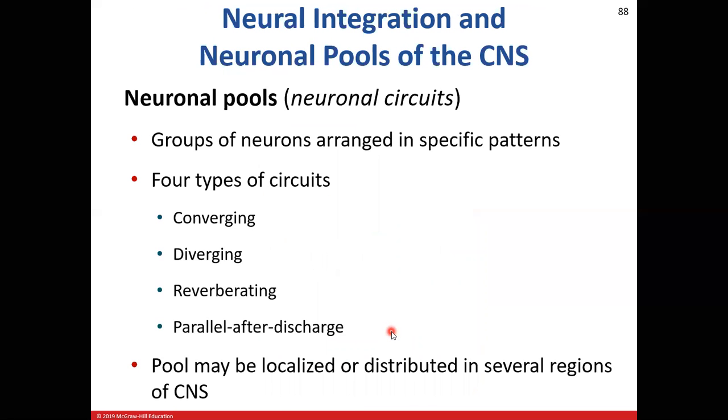So now that we've discussed essentially the entire process of the action potential down a neuron, and how it interacts with synapses, we now look at how groups of neurons start to work together. And these are called neuronal pools. We see these really in the CNS. These neuronal pools are groups of neurons that are arranged in a specific pattern. There are four types of circuits: a converging circuit, a diverging circuit, a reverberating circuit, or a parallel after-discharge circuit. Now these pools may be localized or they can be distributed in several regions of the CNS.